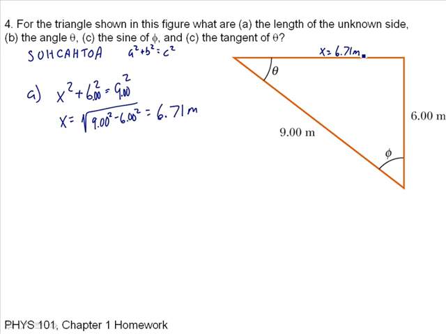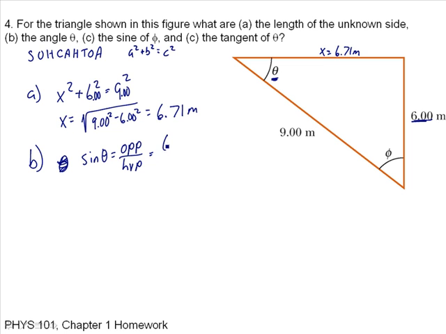Now, for part B, I want to know what is the angle theta. I can find theta in a number of ways. I know that the sine of theta, SOHCAHTOA, S-O-H, is opposite over hypotenuse. That the sine of the angle theta is opposite over hypotenuse. The opposite of this angle theta is this side.